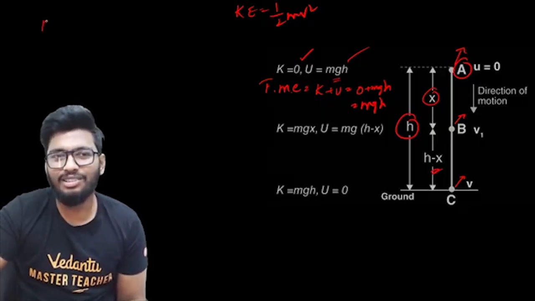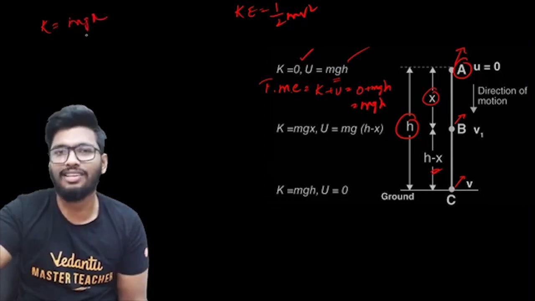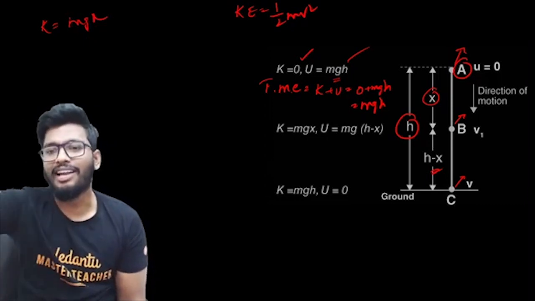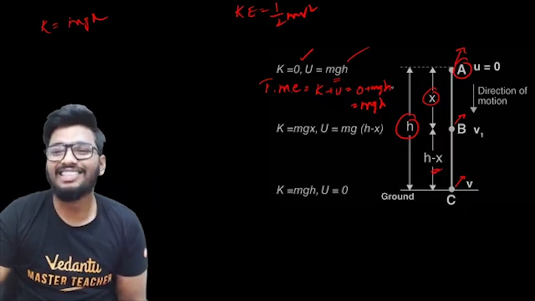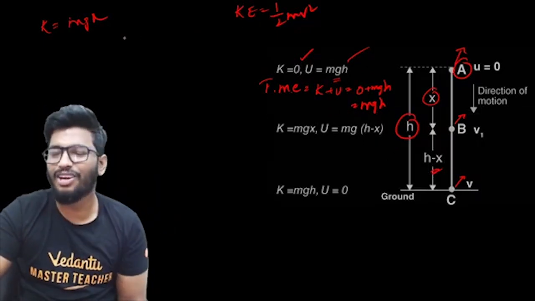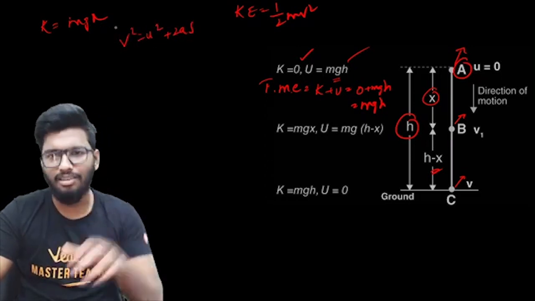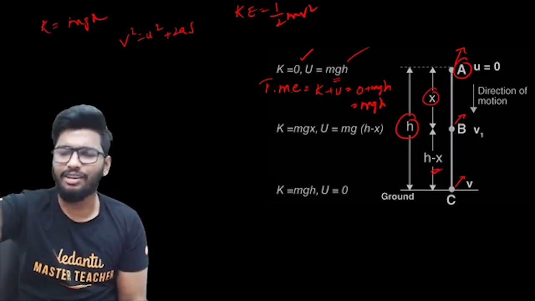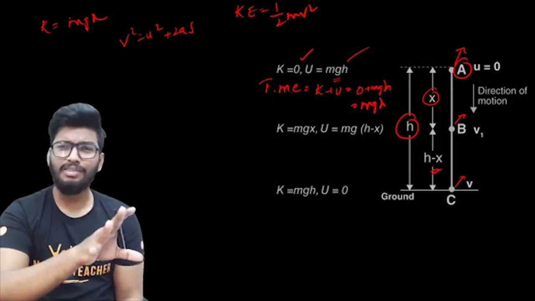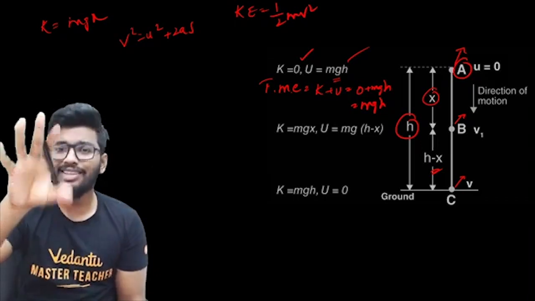So what is the kinetic energy in this case? It's nothing but mgx. Why mgx? Because half mv square is the formula. Now, to find out the velocity, we're going to use the third equation of motion: v square is equal to u square plus 2as. When you do the calculation, you can check it later and you'll find that when you substitute the value of v square, you'll get mgx itself. So this is your kinetic energy.